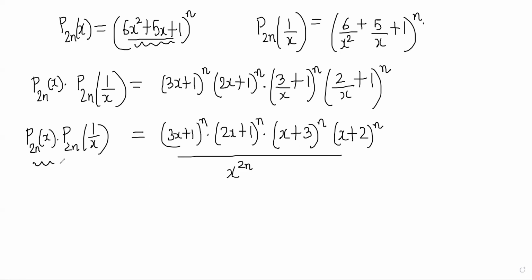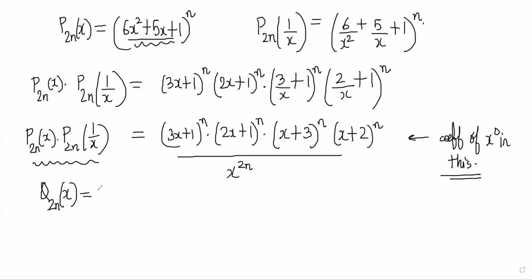So if I want the sum of squares of the coefficients of P2n of x, I need to find the coefficient of x power 0 in this, right? However, we actually don't have to find the coefficient. All we have to do is prove that the coefficient is the same in both P2n of x and Q2n of x.